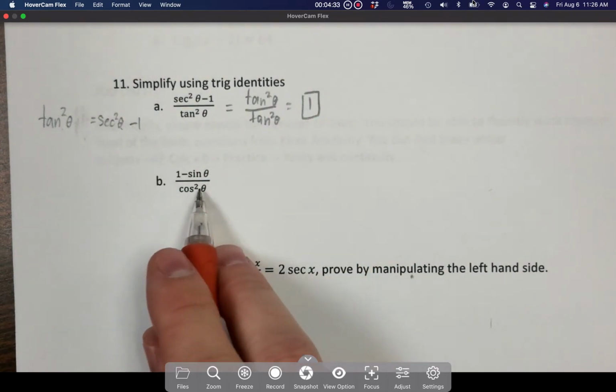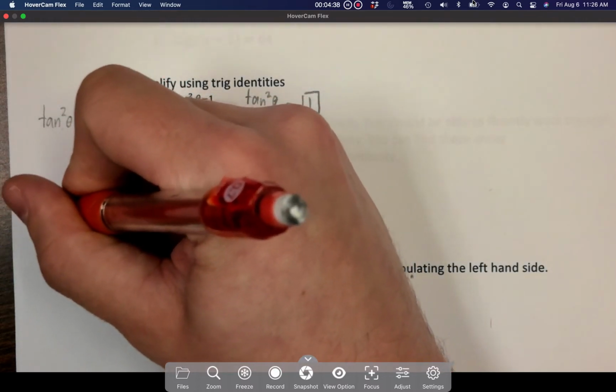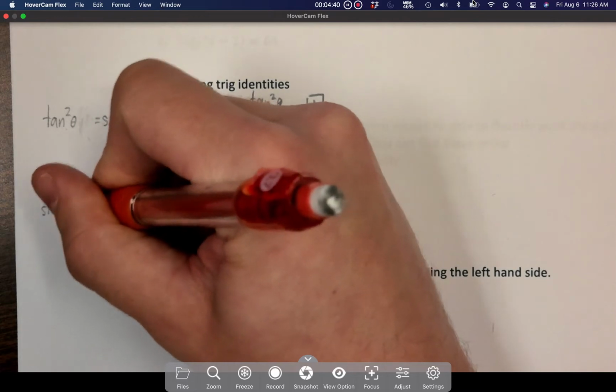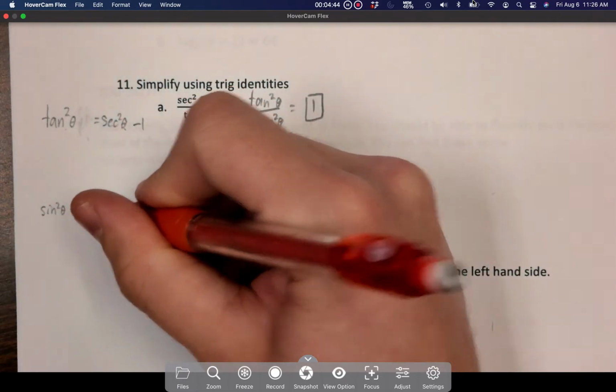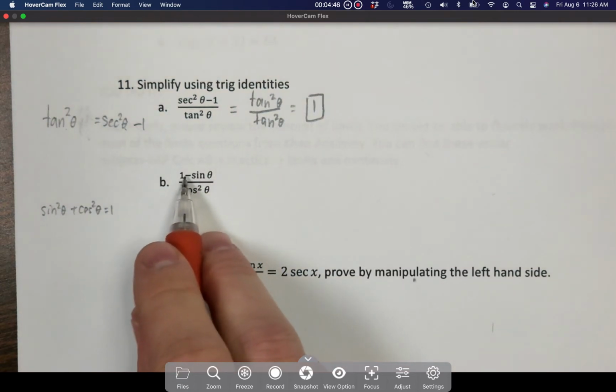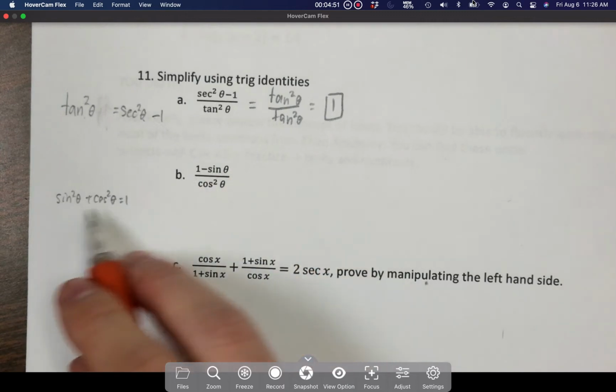All right. Up next, still using our Pythagorean identities, I've got an identity that says sine squared plus cosine squared is equal to 1. Now you might be thinking that you're going to be manipulating the numerator because you've got a 1 and a sine, but the numerator doesn't have squared trig.